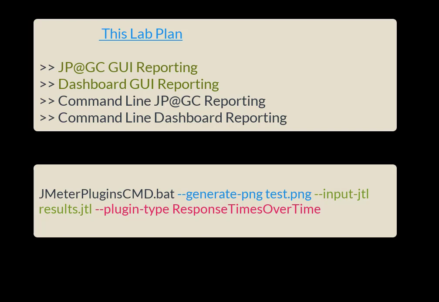The command line starts with a command, which is either a BAT or bash file for the Mac users, then 3 parameters, which are an image file to be generated, followed by an input JTL file, and then a JP@GC report file name designation. I have some additional information in the resource file for this session.